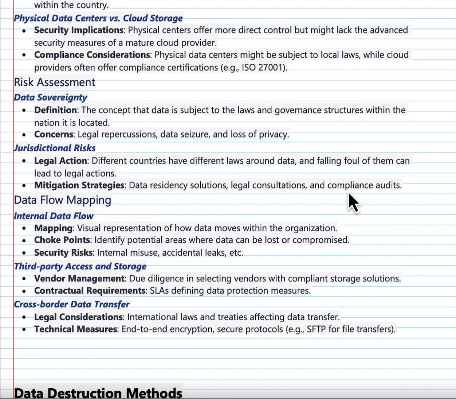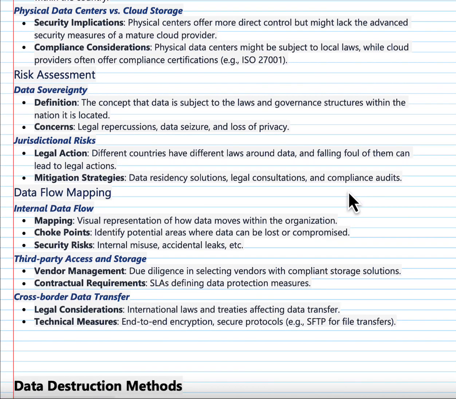Now we're going to deal with risk assessments. The thing you're going to hear about is data sovereignty. This is a concept that the data is subject to the laws and the governance structures within the nation in which it's located. That is considered data sovereignty. Now, if there's a requirement that you have to maintain data sovereignty and you don't maintain it, like everything else, there's legal repercussions for that. That could mean data seizure, could be the loss of privacy, it could be whatever. They'll have some sort of legal ninjutsu to basically take your information and then hold it in perpetuity. Yeah, for a long time. They'll be able to hold it for a long time until you pay up.